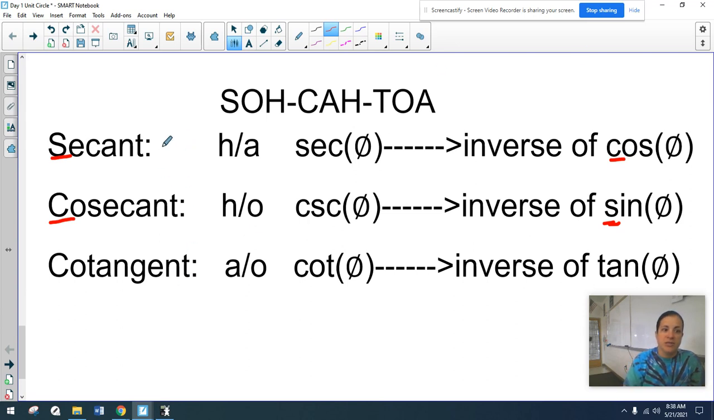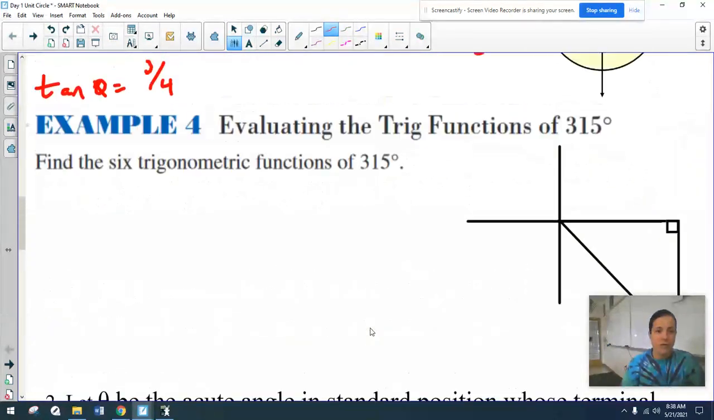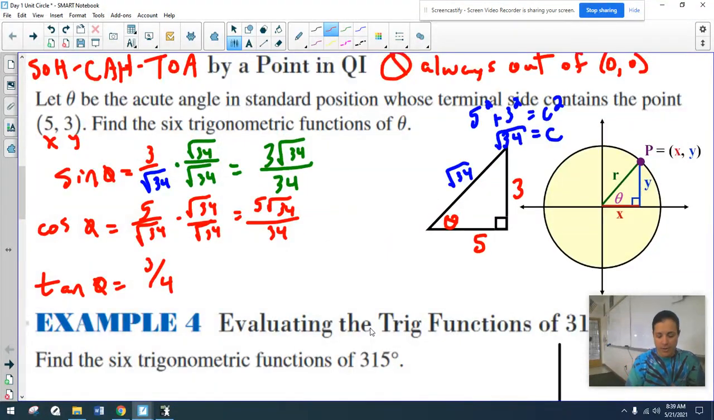So secant is just cosine flipped upside down. So instead of adjacent over hypotenuse, it's hypotenuse over adjacent. Okay, so you just have to take them and flip them. It's nothing fancy. And cotangent obviously goes with tangent because it says tangent with it. So instead of having opposite over adjacent, you're going to put adjacent over opposite. So all you have to do is take them and flip them. So let me go back up to where we were.